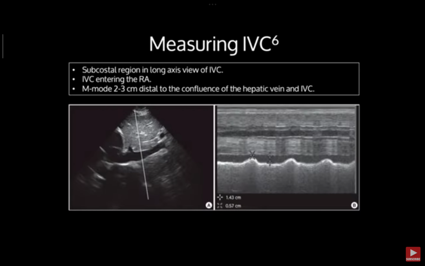Let's talk about how to obtain the correct image of the IVC. Start in the subcostal region. The collapsibility is measured by obtaining a long axis view of the IVC. Aim towards the head, which would be over here, until you see the IVC entering the RA right here. Changes in size throughout the respiratory cycle are identified with the machine in M mode. Measure the diameter 2 to 3 centimeters distal to the confluence of the hepatic vein and the IVC. So here's the hepatic vein and here's the IVC.